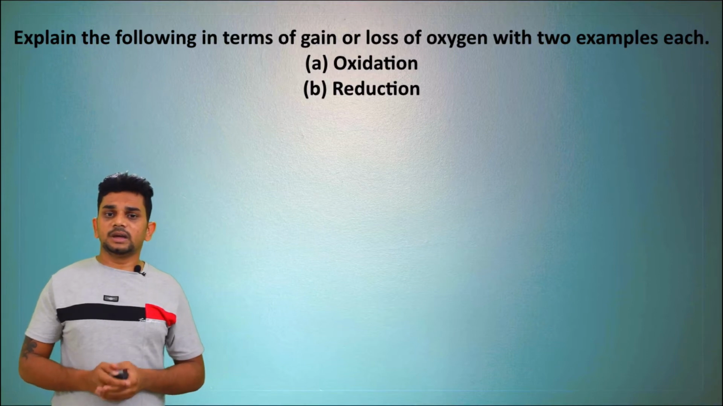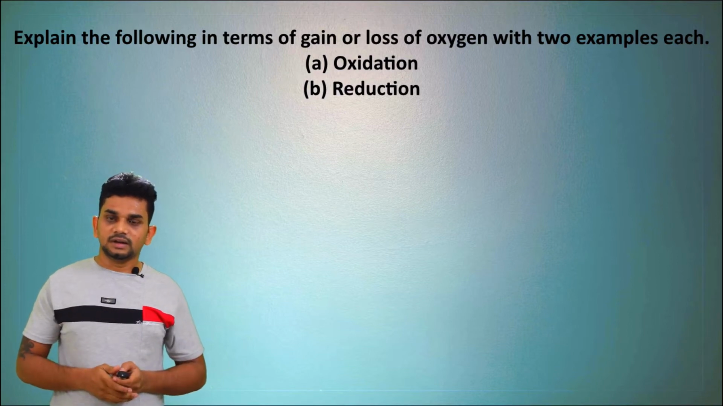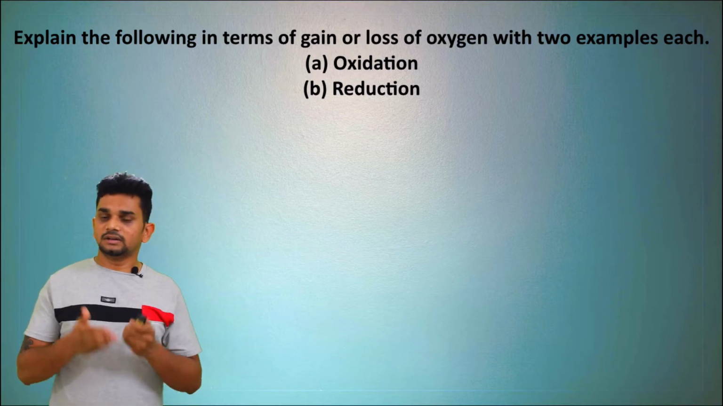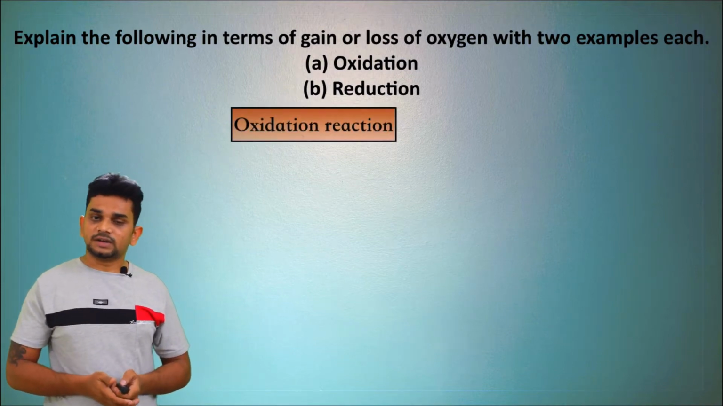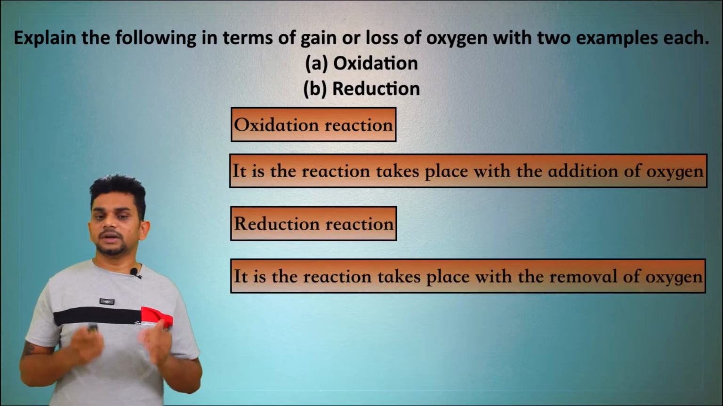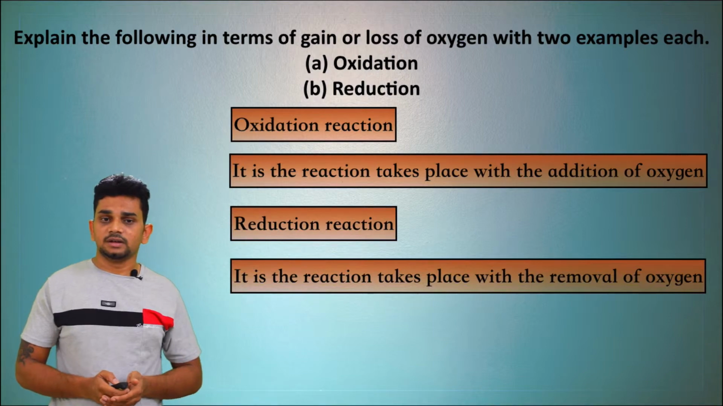Explain the following in terms of gain or loss of oxygen with two examples each: oxidation and reduction. Oxidation means the addition of oxygen. Reduction means the removal of oxygen. We can discuss this with an example. Oxidation reaction is a reaction that takes place with the addition of oxygen. Next one is reduction reaction. It is a reaction that takes place with the removal of oxygen. Now we can discuss the examples.